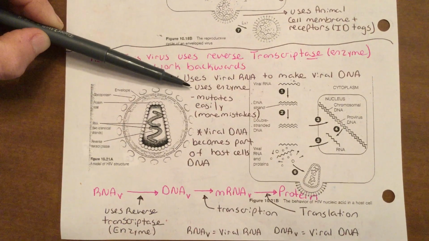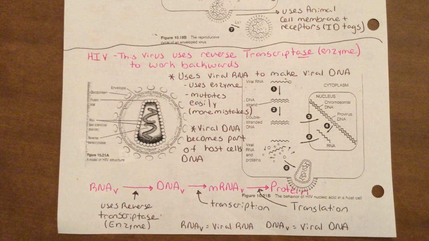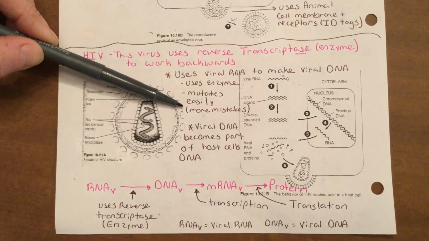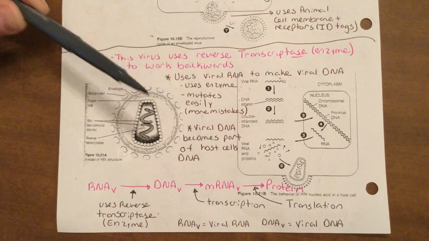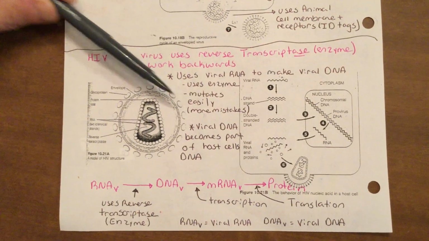It's going to use the enzyme reverse transcriptase to make viral DNA. So it's kind of working backwards to do this. And because of that, it's going to make a lot more mistakes because it's not as easily done. Since it's working backwards, we'll have more base pairs that are going to be messed up along the way, constantly mutating that particular virus.